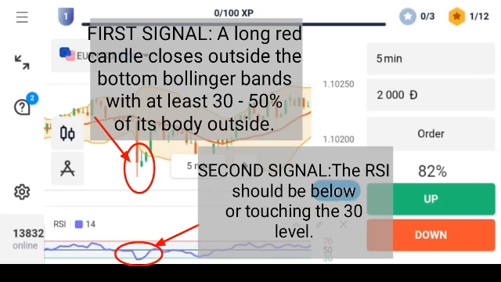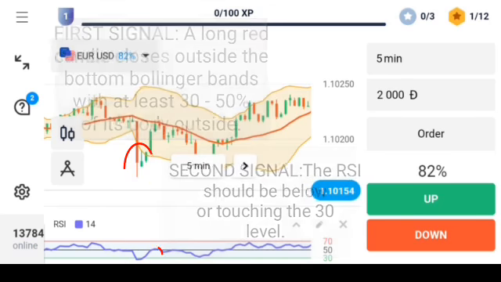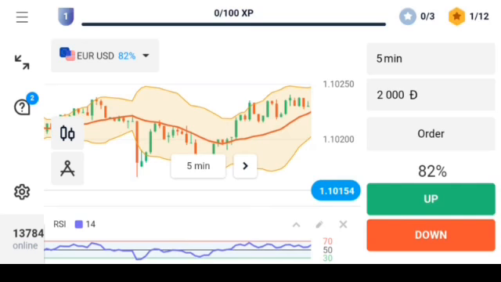This is an example of what the buy condition should look like. So if these two conditions coincide, then it's a good time to open an up trade. So now let's backtest this strategy.